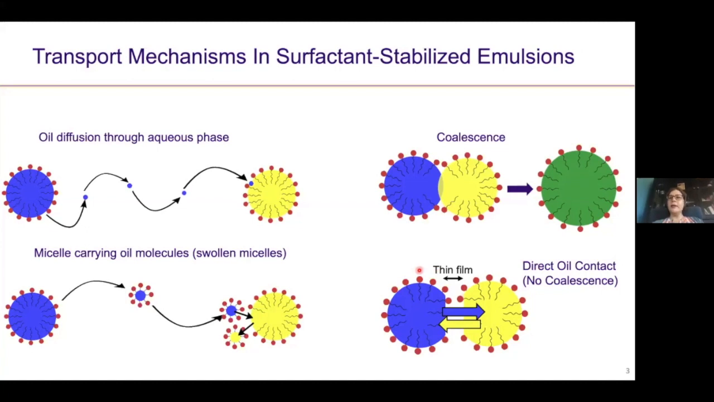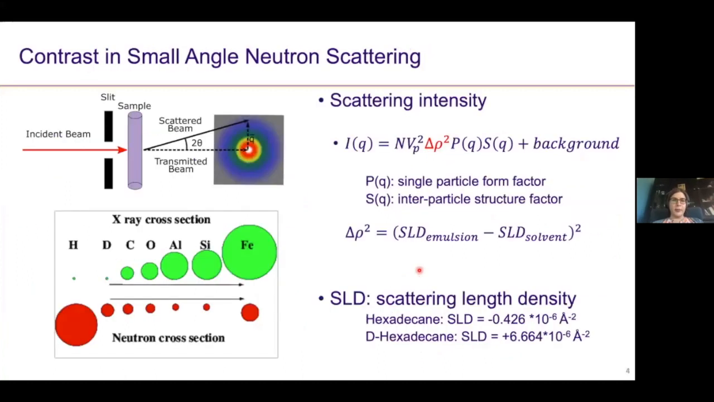They collide, but then they also separate and they stay as individual droplets. And during the time that they actually were together, they could perhaps exchange some of the oil between the different droplets, and this could be a different mechanism for transport. So where does scattering actually come into play here?